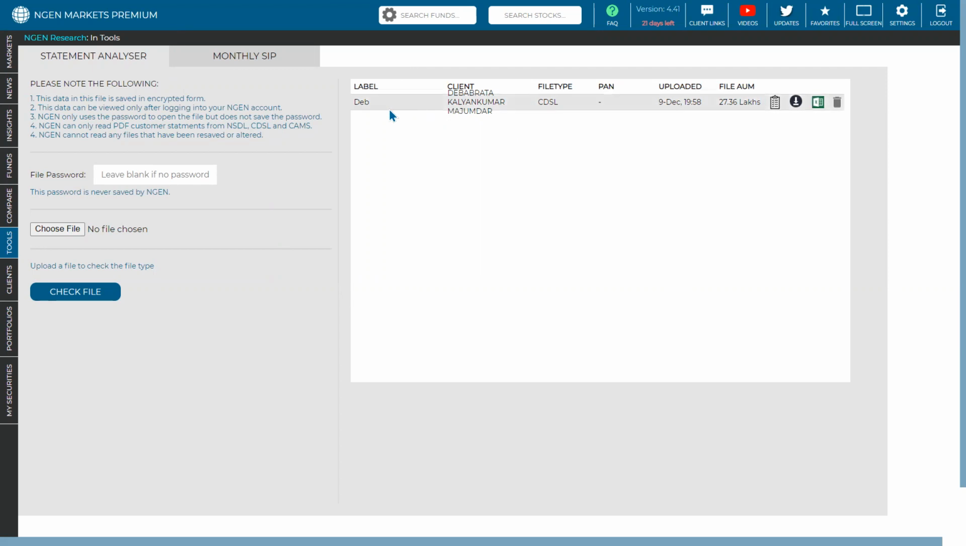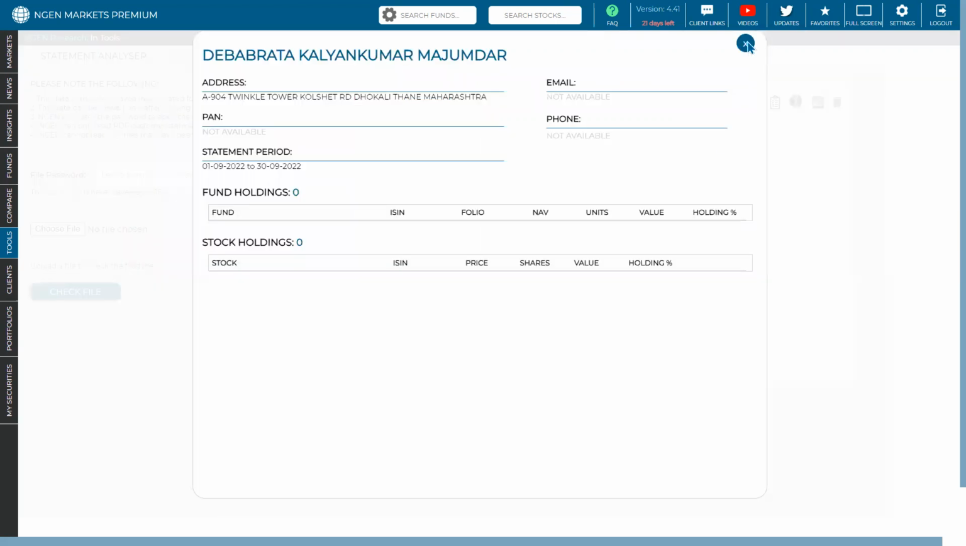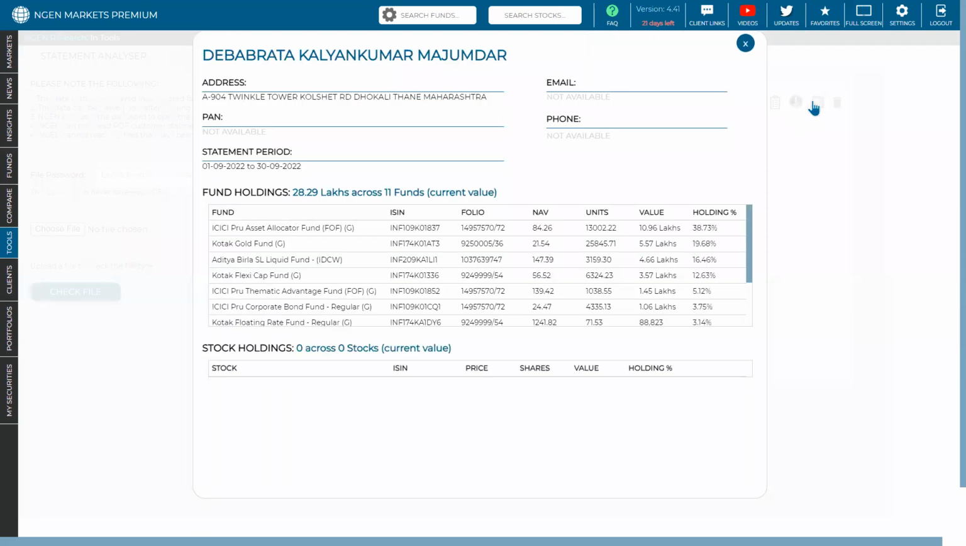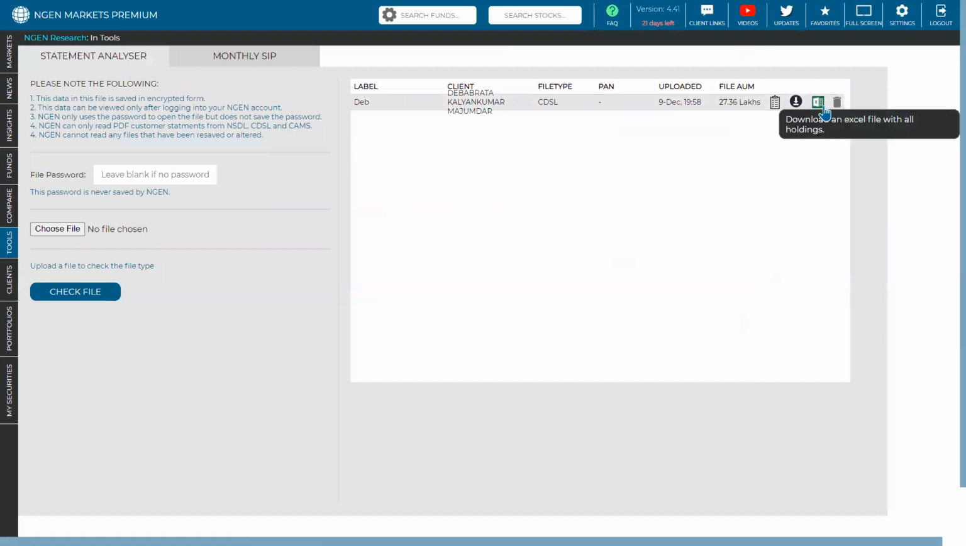Now, this is already pre-added into our system, and you can see the portfolio report from here, just like this. You can even download this raw report, and you can also download the Excel format of it, and delete it. Now, if you want to load the analytics of the client, this is the client which we have added as a CDSL report.